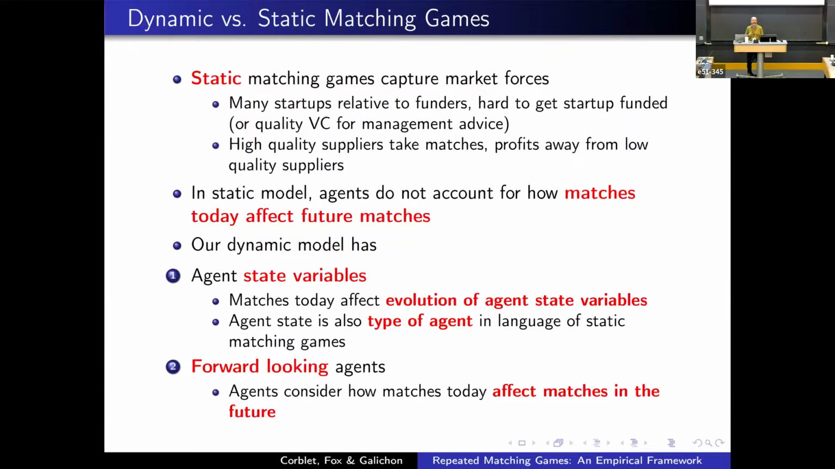So our dynamic model is going to incorporate agent state variables that describe your situation today, and they're going to affect the evolution of your agent state variables into the future.